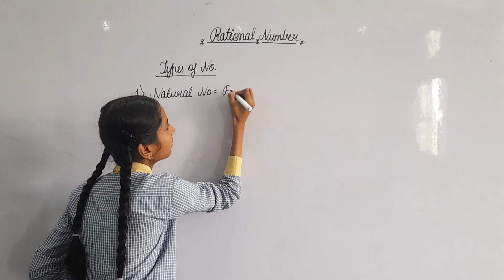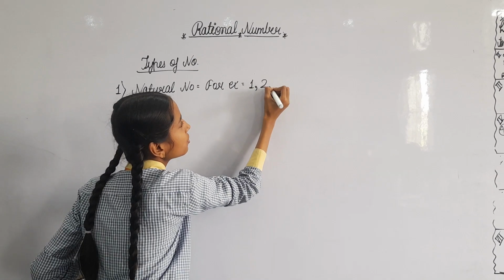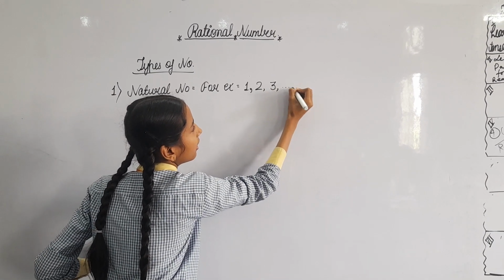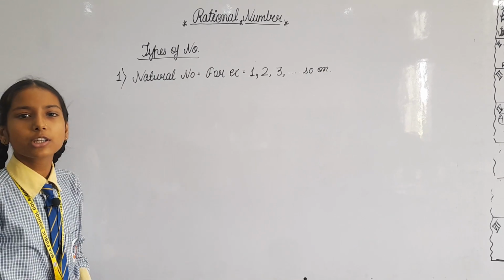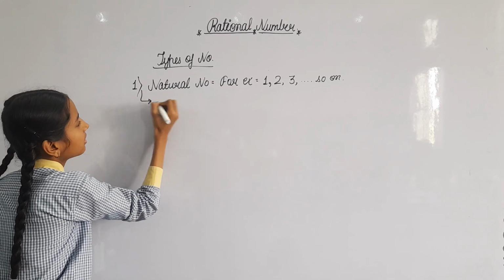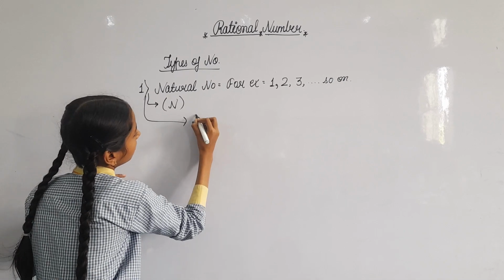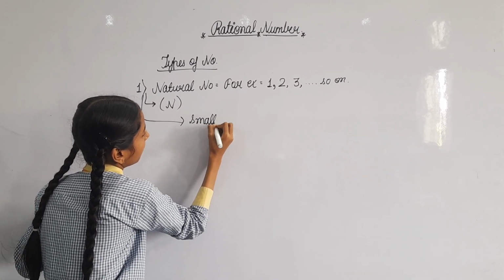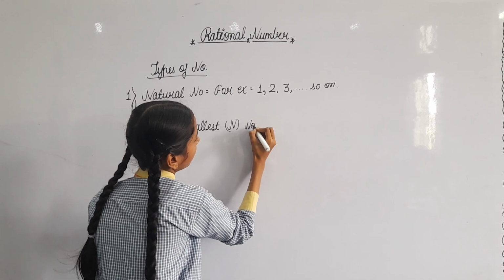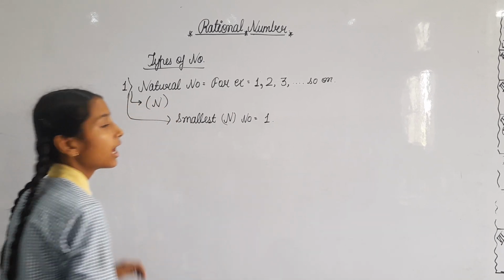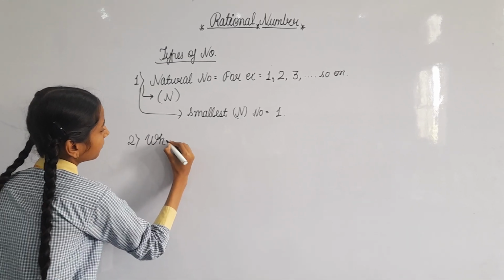For example, 1, 2, 3 and so on. The alphabet which we use to indicate it is N, and the smallest natural number is 1. Now the second type of number is whole number.